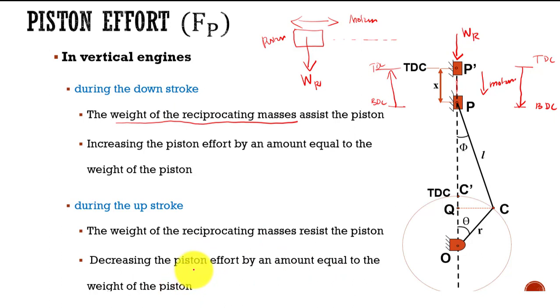So we need to understand that in a vertical engine, during the downstroke, the weight of the reciprocating parts helps the motion. On the other hand, during the upstroke, it resists the motion. It decreases the piston effort by an amount equal to the weight of the piston. This is what we need to know as far as piston effort in a vertical engine is concerned. Okay, fine.